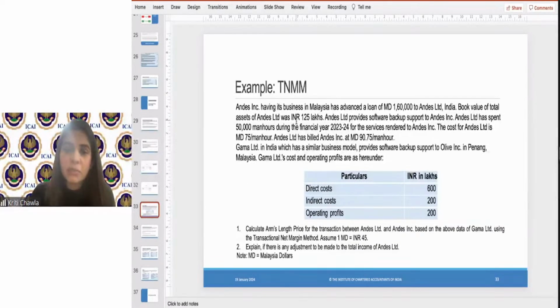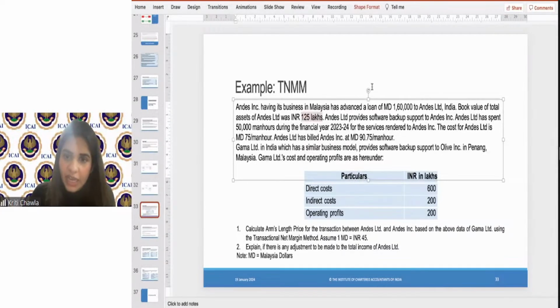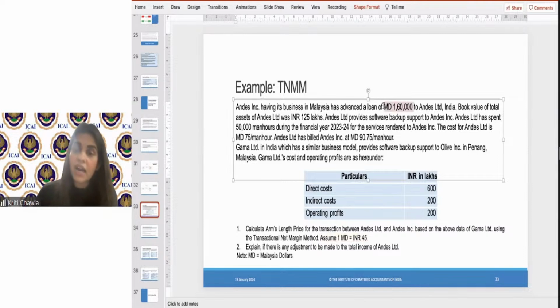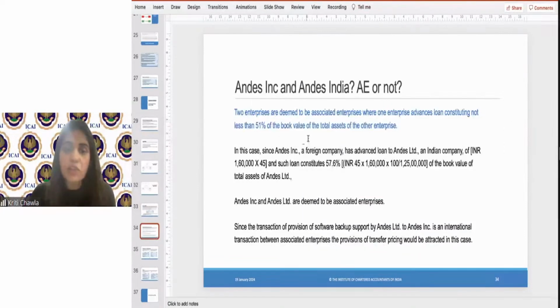So if you see, the book value is 125 lakh. The loan is 1,60,000 Malaysian dollars. But we need to convert Malaysian dollars to INR. The conversion is given here. 1 Malaysian dollar is 45 INR. So that basically means that the loan amount is 1,60,000 into 45 INR. And we'll have to calculate the percentage, that the loan is how much of the book value of assets. So how do we calculate that?